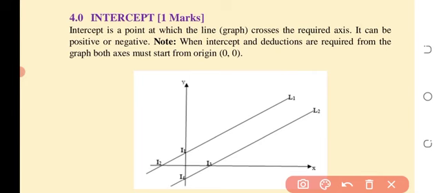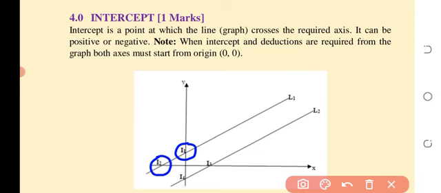Now, intercept is a point at which the line graph crosses the required axis. Let's say you are asked to find your intercept on the vertical axis. As you can see, this is a vertical axis. If this is the line of your graph, the intercept on the vertical axis is this point, and it is positive because it's on the positive y-axis, while the intercept on the horizontal axis will be negative because it's this point.